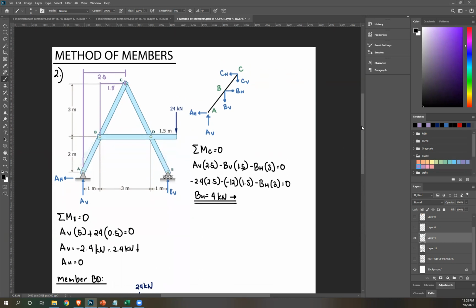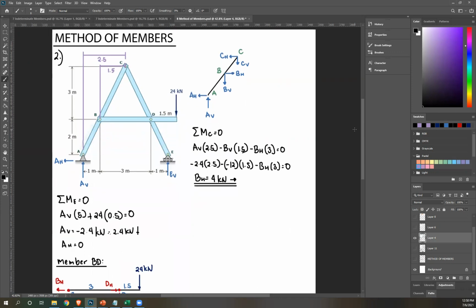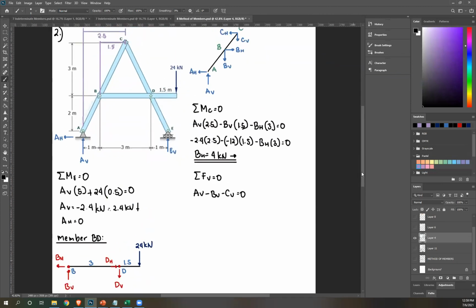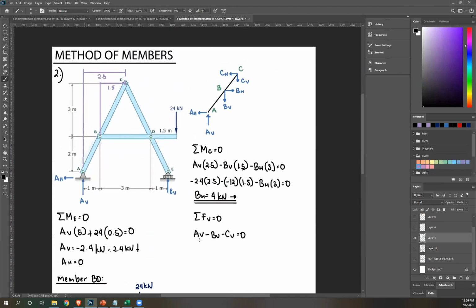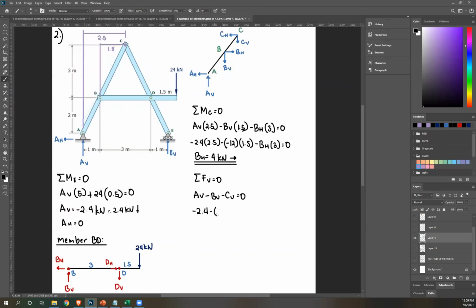Okay? And then next is to solve for CH and CV. To solve for those, you're going to use the remaining equilibrium equations. We already used moment. The rest are summation of forces vertical and horizontal, right? Let's start with vertical. Summation of forces vertical equals 0. So positive AV, negative BV, negative CV equals 0. Again, include your negative signs if there is. AV is negative 2.4 minus BV is negative 12. Please solve what's CV.